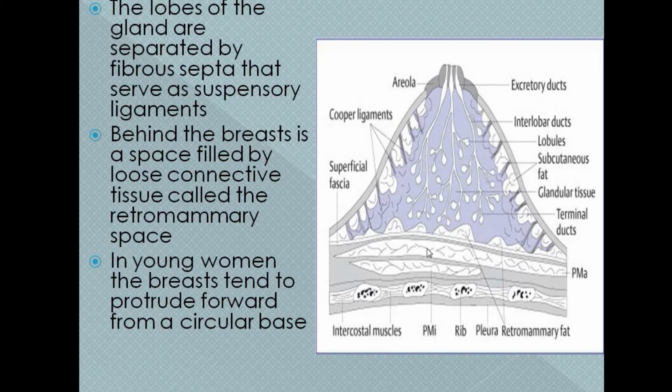Behind the breast, there is a space in between the breast and the deep fascia of the pectoralis major. That space is termed the retromammary space, and it is filled up with a thin layer of fatty tissue and provides the free movement of the breast over the anterior chest wall or the pectoralis fascia.